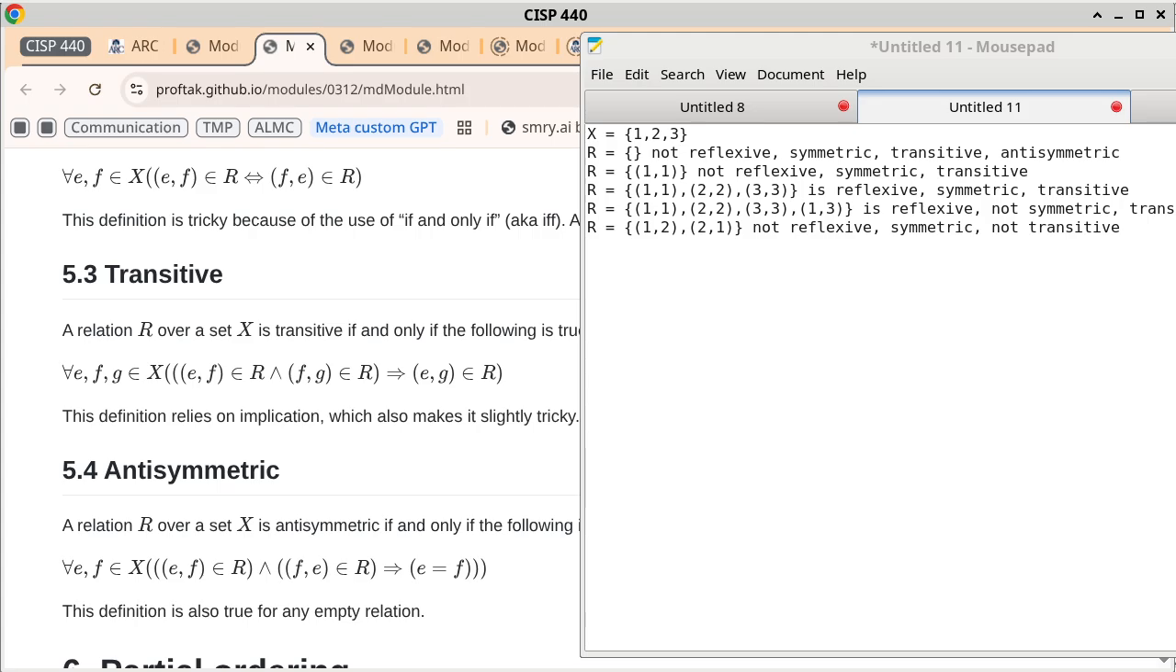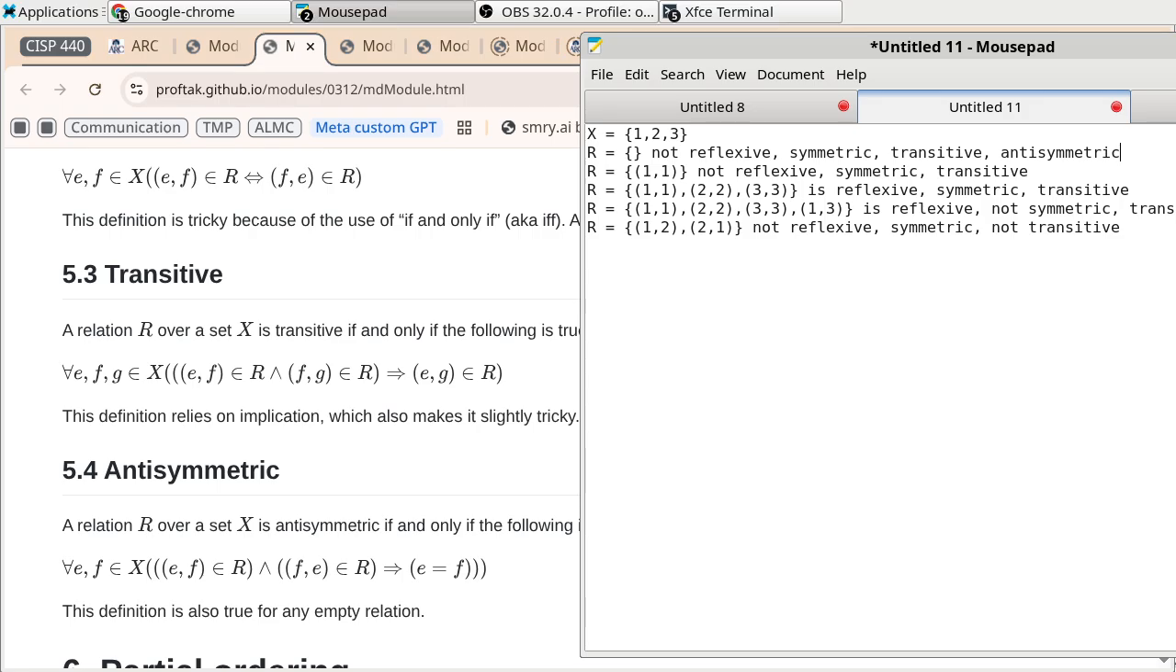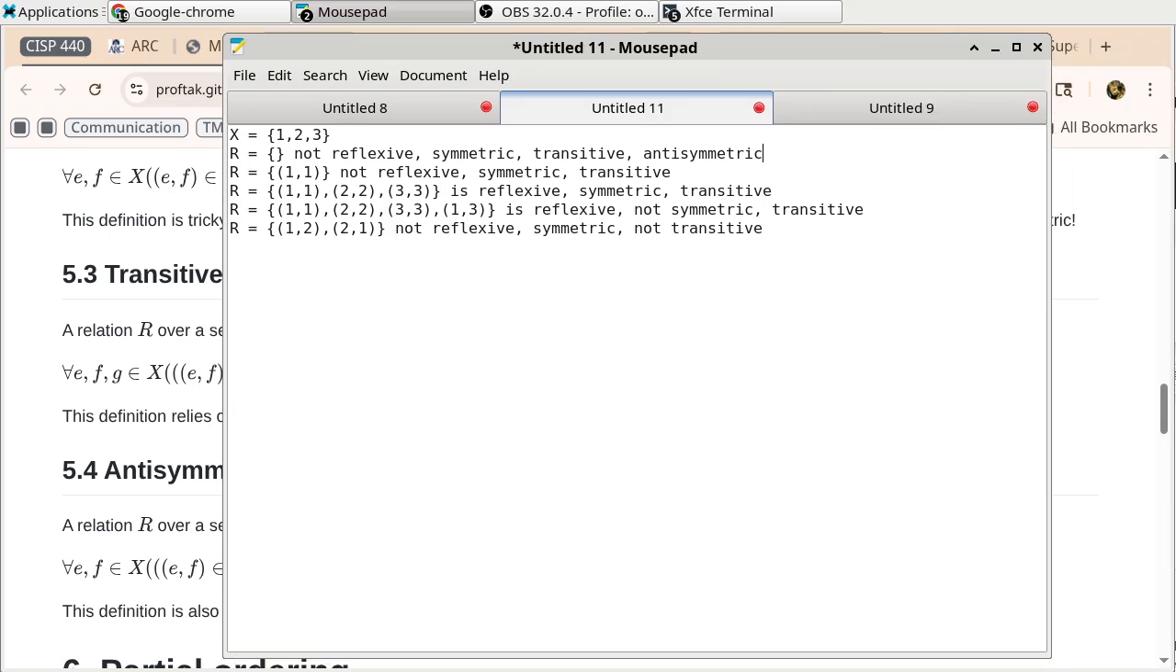No matter what you choose as E in X, no matter what you choose as F in X, EF in R is guaranteed to be false because R is empty. FE in R is also guaranteed to be false. So that means you have false and false on the left-hand side of the implication. According to the truth table of implication, that means the implication itself is guaranteed to be true. So that explains why when R is an empty set, it is guaranteed to be anti-symmetric.